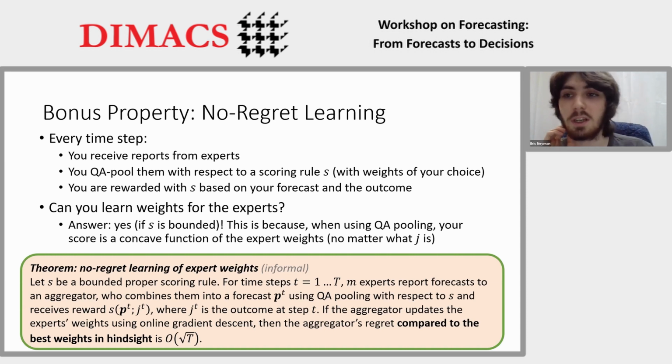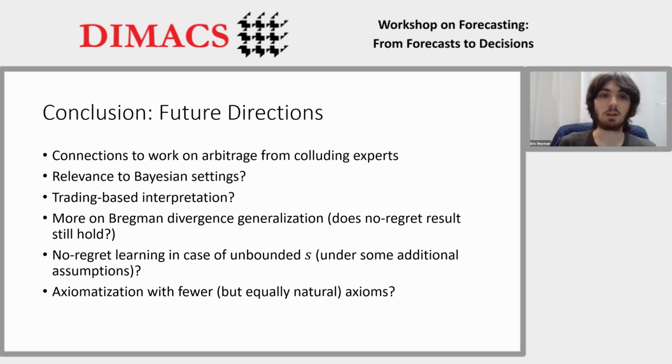And this falls out of a neat mathematical property of QA pooling, which is that your score when you're QA pooling is a convex function of the expert weights. So I've hopefully convinced you that QA pooling is both fundamental and mathematically interesting. And so it's natural to ask, what other questions can you ask about QA pooling? I've put some future directions up on this slide. And meanwhile, in the minute and a half I have left, I am happy to take any questions. Thanks.